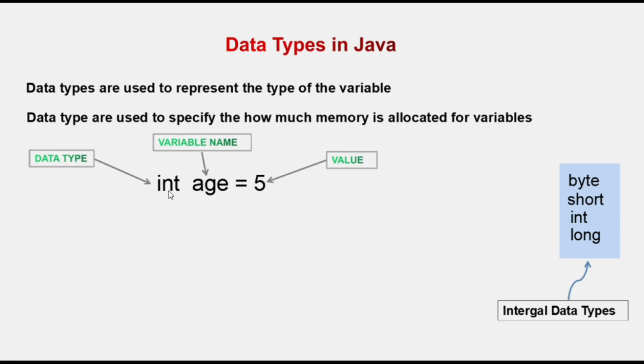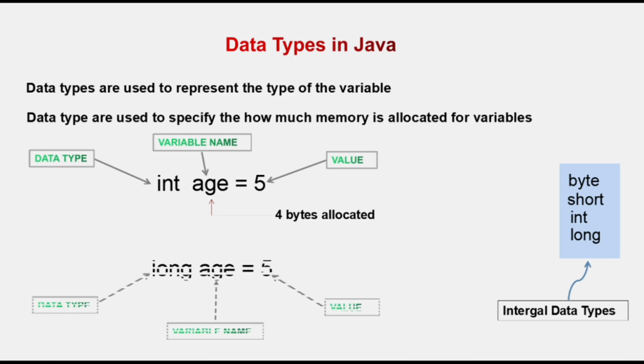this age variable, right? So it depends on our requirement, that this age variable will contain which type of value, what is the range of that value. So here I have written int age is equal to 5. Now this age variable will allocate 4 bytes. Why? Because we have used the int data type and int takes 4 bytes.